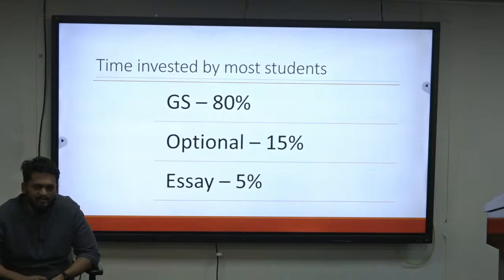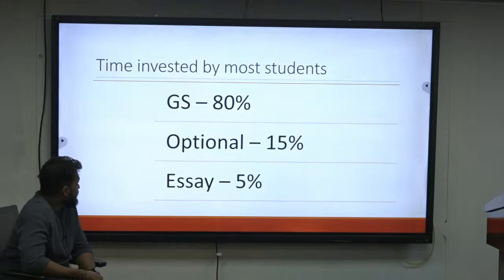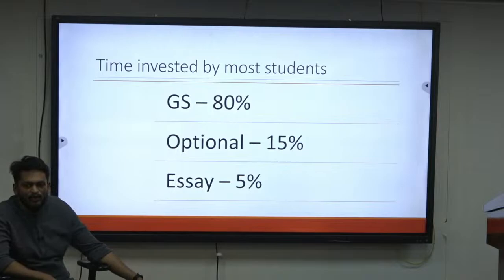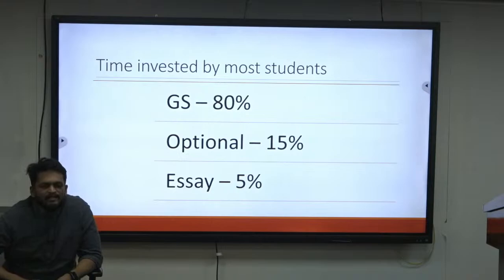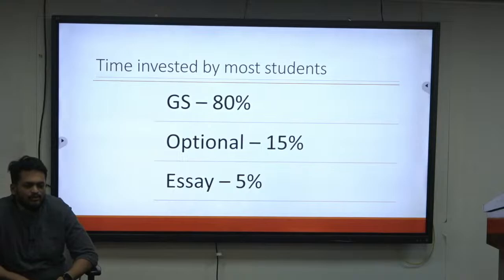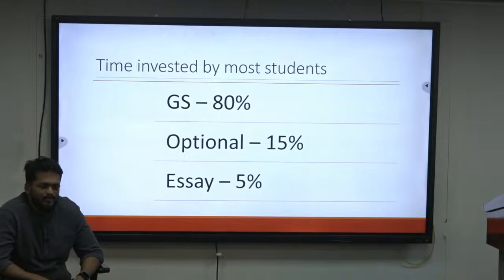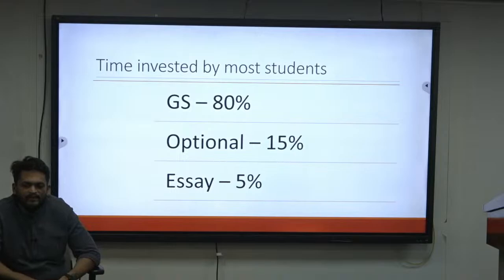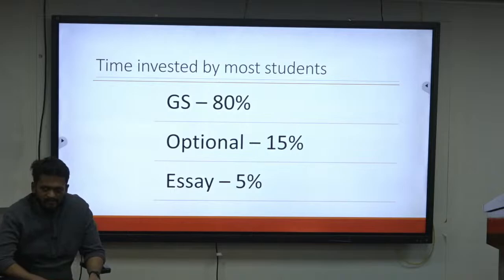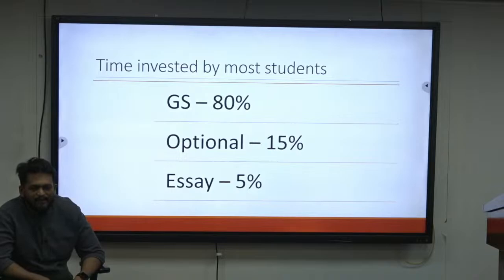Most people don't understand the level of effort or the level of understanding and grip that is required in the optional subject. If you see how much time and effort the average student is investing in the optional, it is only 15%, because they are attending GS classes and GS faculty are telling them that you have to do this, that, etc. They are spending all their time on GS only. But in GS, the problem is all GS subjects put together are 1000 marks, whereas in optional, a single subject is 500 marks. That means you should give the due respect that the optional subject deserves. You should be able to put in the kind of effort that is necessary, only then will you be able to score marks.